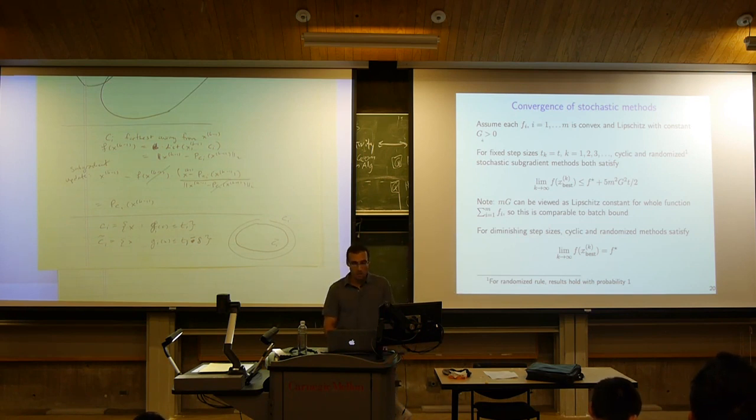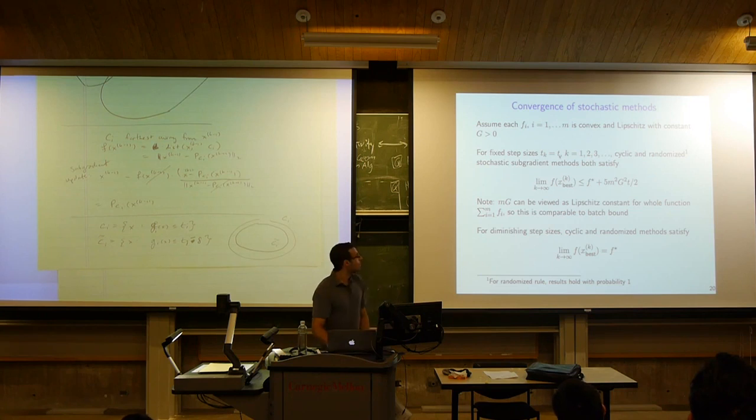So you could take G to be the biggest of all the Lipschitz constants if you wanted to handle a situation in which they're all different, or you could make more refined statements if the Lipschitz constants were very different. But just for simplicity here, let's assume that they're convex and Lipschitz with the same Lipschitz constant. So we're going to think about taking fixed step sizes, each one of these step sizes t_k being set equal to t, and think about either running the cyclic or randomized rules for the stochastic subgradient method.